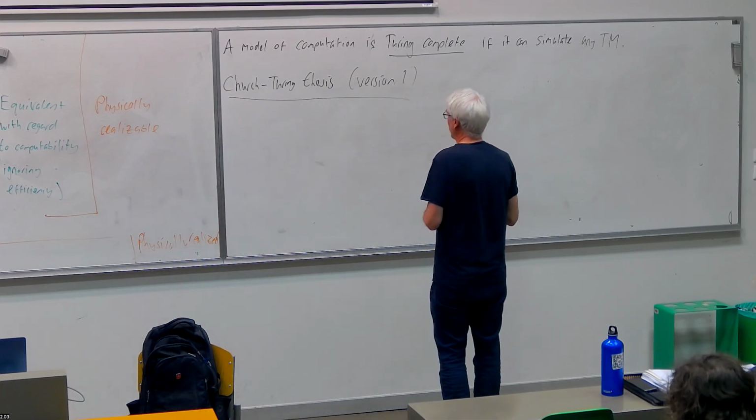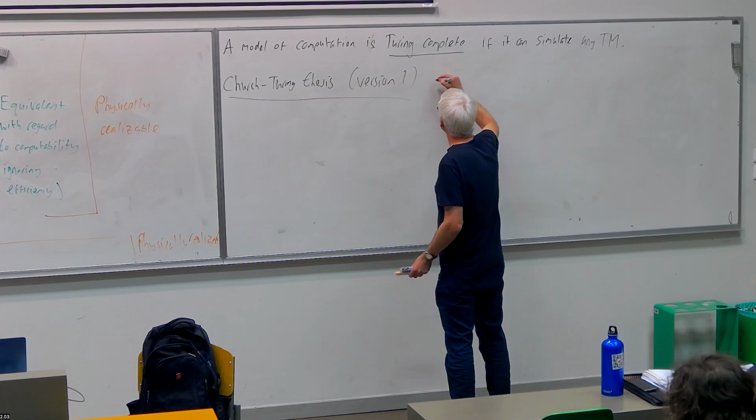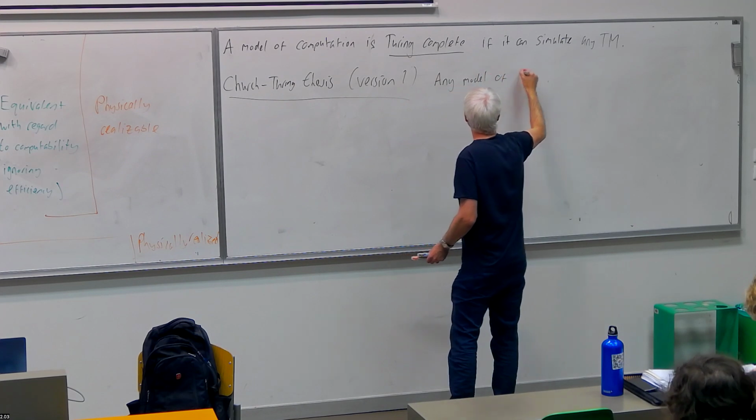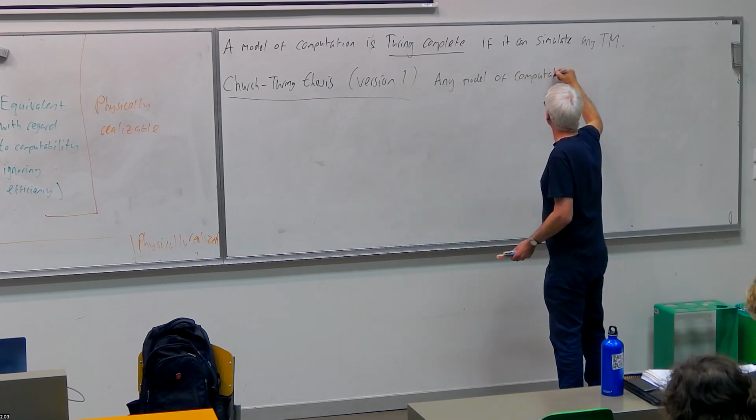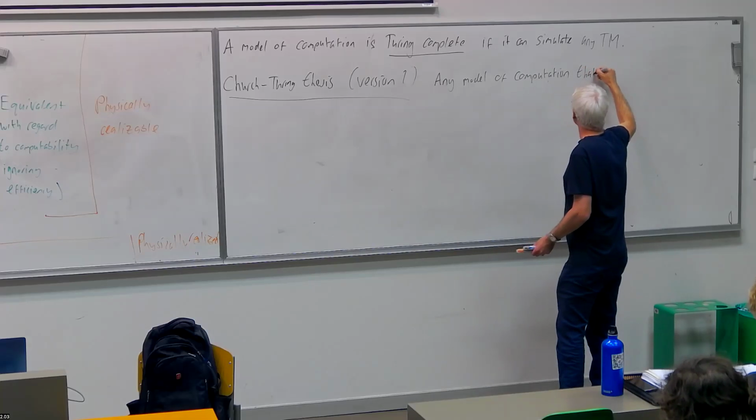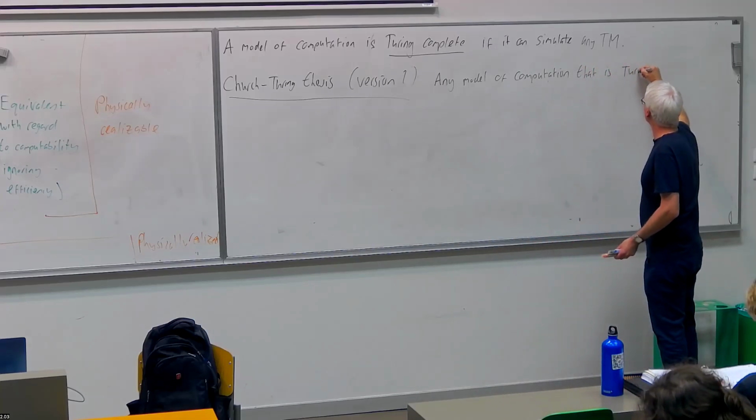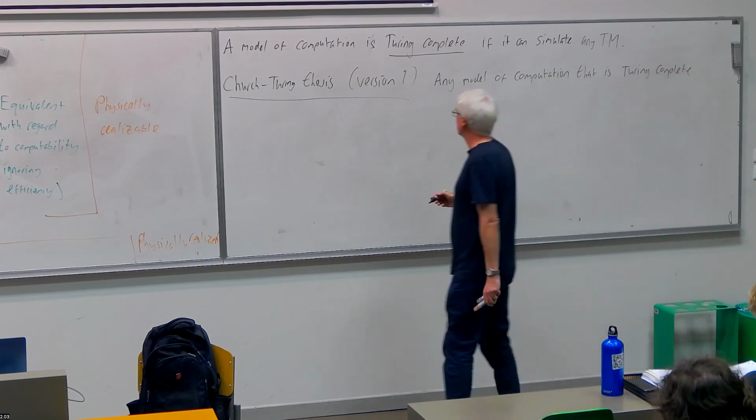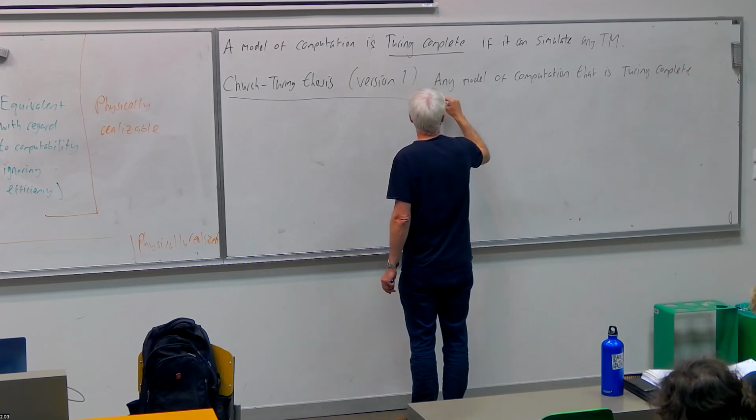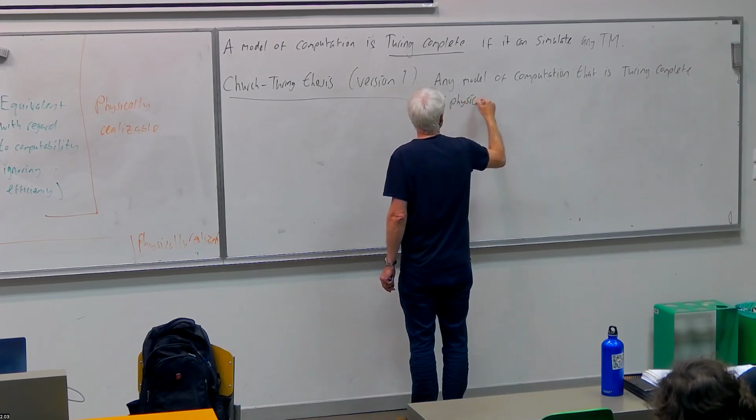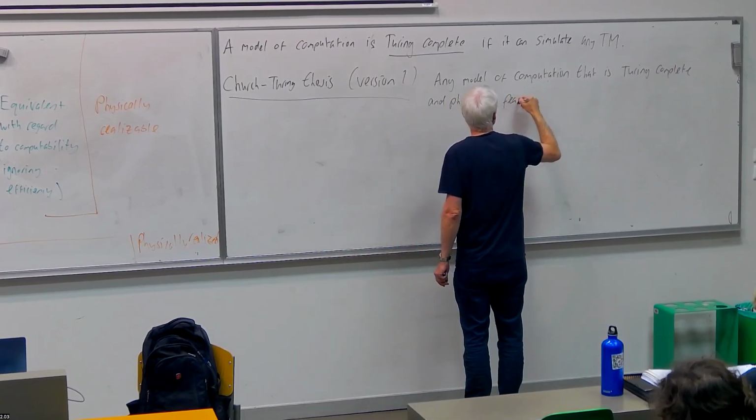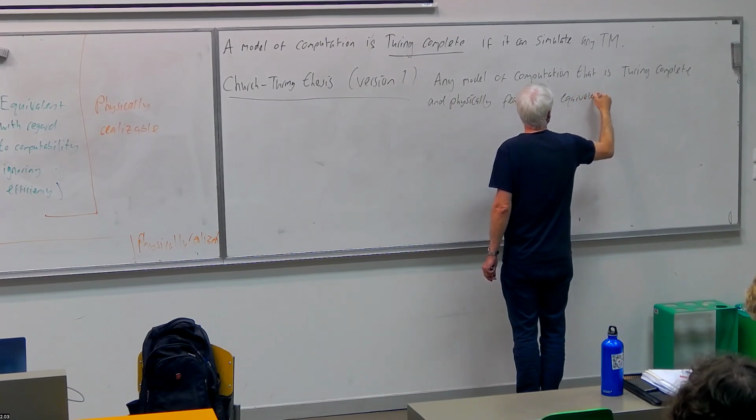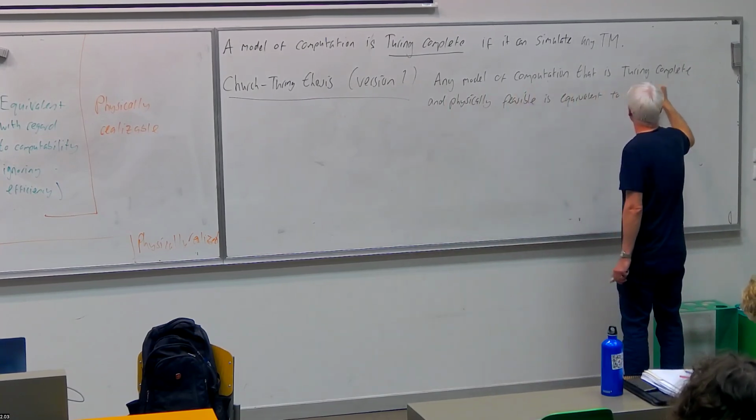So version 1 of the Church-Turing thesis: any model of computation that is Turing complete and physically feasible is equivalent to a Turing machine.